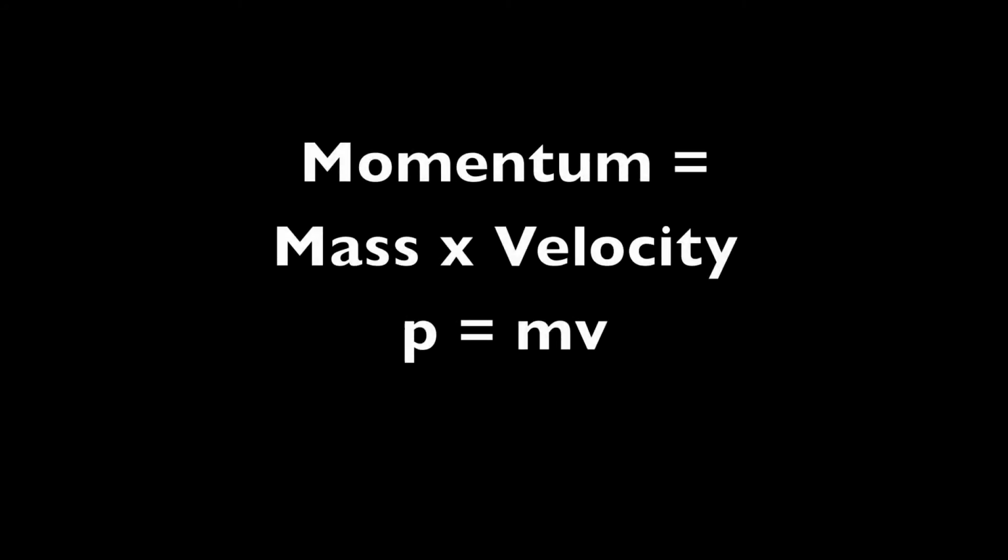But in physics, the symbol for momentum is P. So I guess it would look something like this. Oh, so because momentum deals with velocity, it's a vector quantity, right? Right. Alright, well this is boring, let's go play football.